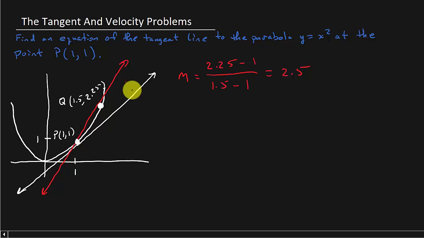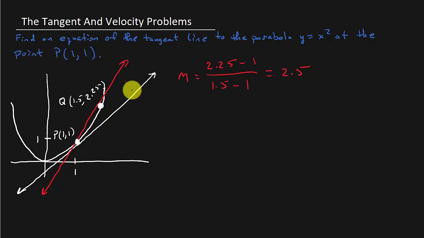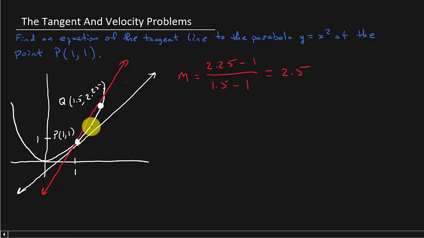So what could I do? Well, what if I chose another point on the line, and then I connected it with this point 1, 1.